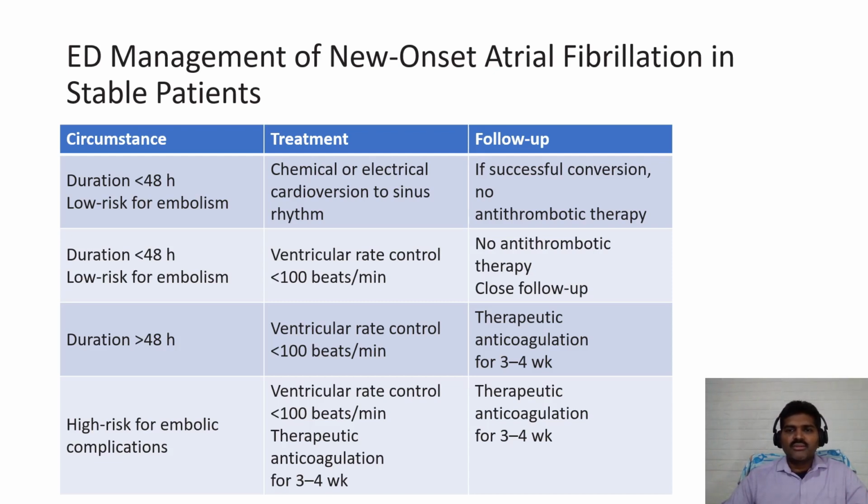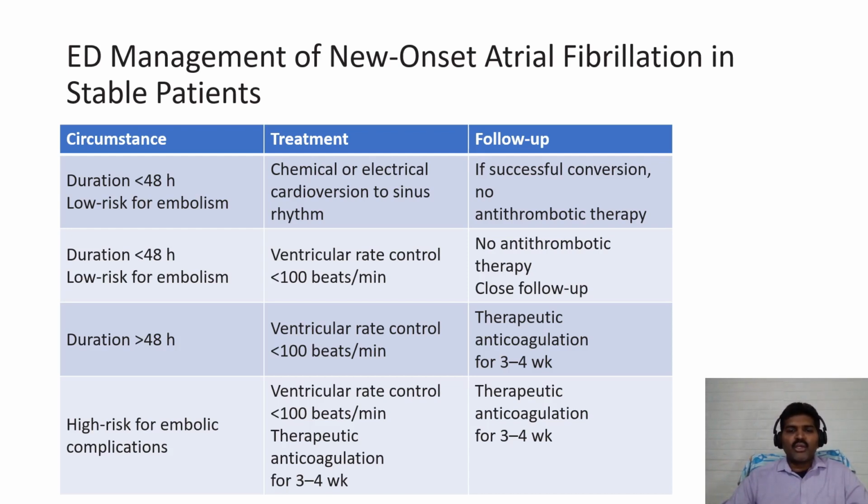If no successful conversion, duration less than 48 hours, low risk for embolism, ventricular rate control is the treatment of choice. You target a heart rate of less than 100 beats per minute. No antithrombotic therapy is needed, but the patient should be followed up very closely. Duration greater than 48 hours: ventricular rate control less than 100 beats per minute is the target. Therapeutic anticoagulation has to be given for 3 to 4 weeks. High risk for embolic complications, ventricular rate control less than 100 beats per minute, and therapeutic anticoagulation for 3 to 4 weeks should be the target.